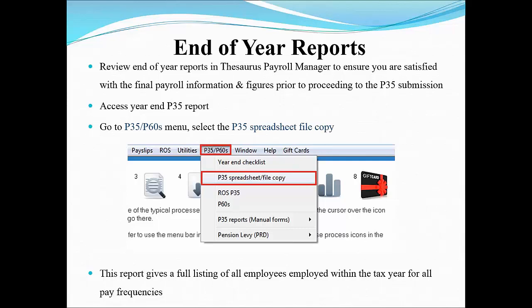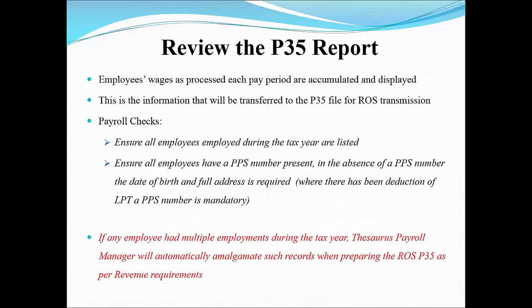You can access the P35 report by going to the P35 P60s menu, and there's a nice little report there, the P35 spreadsheet file copy. This lists all employees that have been paid throughout the tax year for all pay frequencies, so it's bringing employees together on one return. This report is also available throughout the year. As you know, we release an end of year upgrade every year, September, October time, but this report is available throughout the entire year. All other end of year reports are not available until we have run the end of year upgrade.